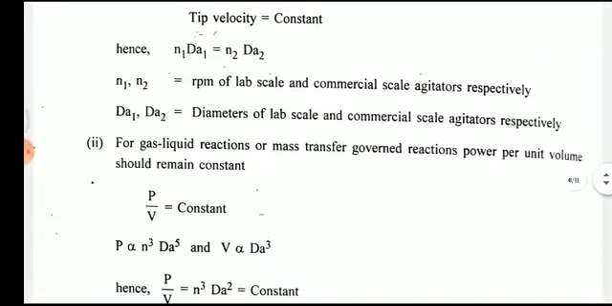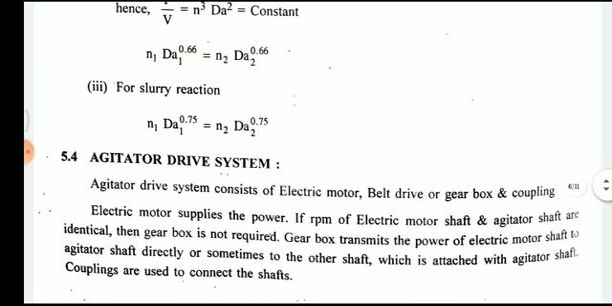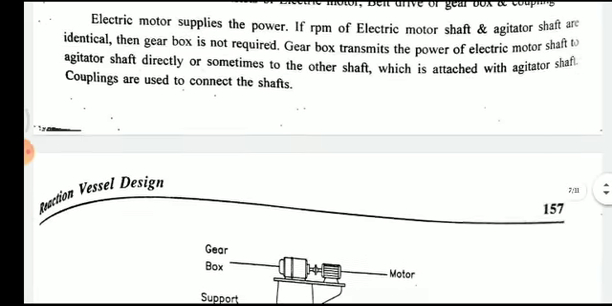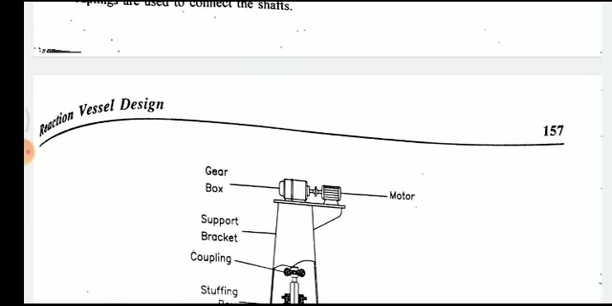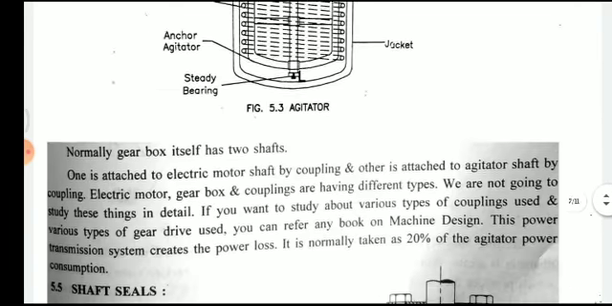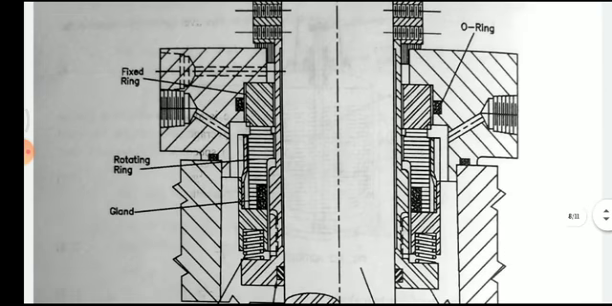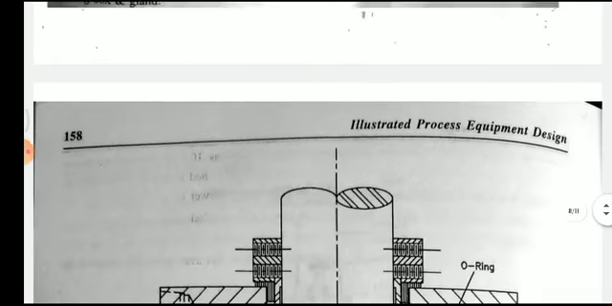So in which, at last, we discussed the agitator drive system: how the agitator works, which types of parts are used, what the materials are, and what parts are required for the process. And what is the sealing process, mechanical seal, shaft seal. So at the last we discussed the mechanical seal.